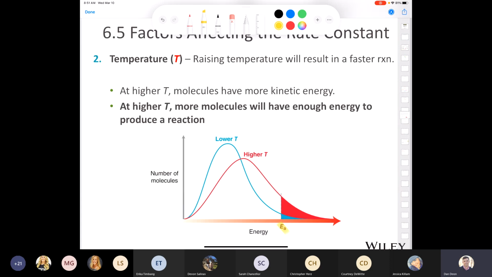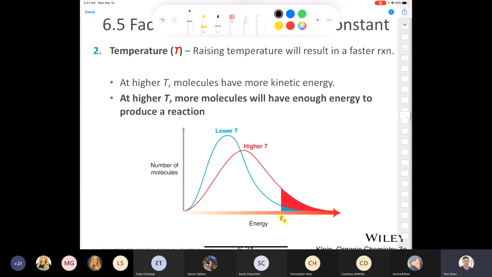There's a rule of thumb, and I know that students love rules of thumb. There is a rule of thumb in organic chemistry and in general chemistry too, that if you increase the temperature by 10 degrees Celsius, it will double the rate of reaction. I don't think that's going to come up on a quiz or anything, but just to throw that out there to you.